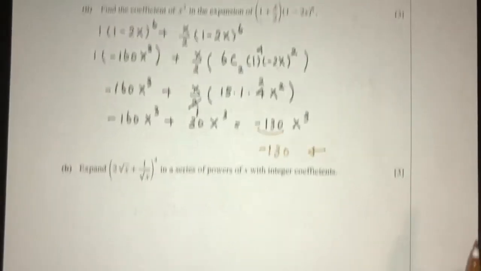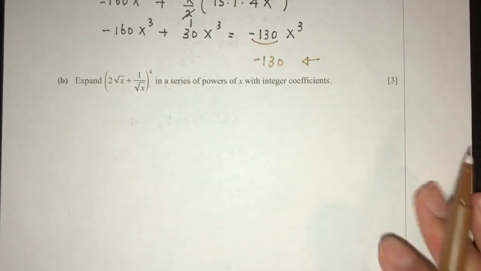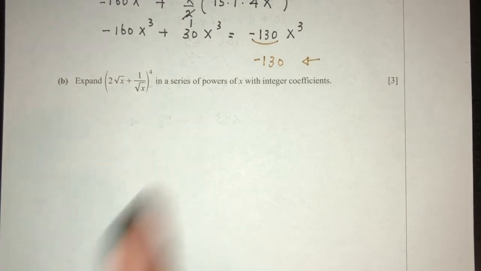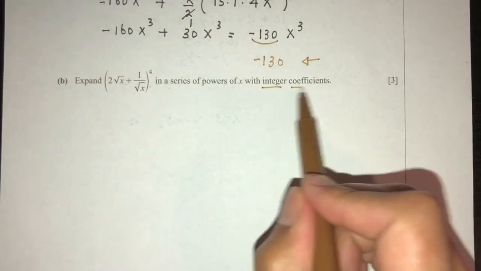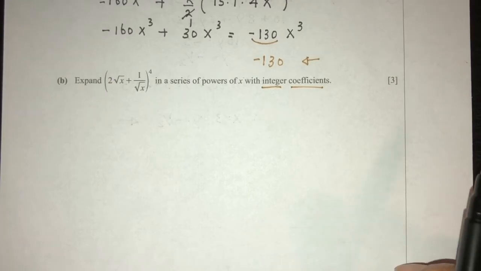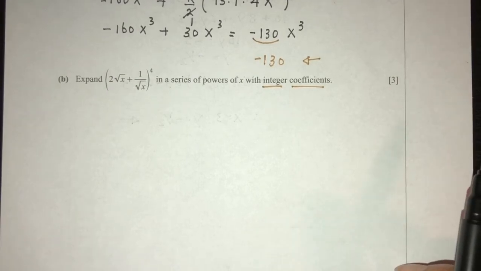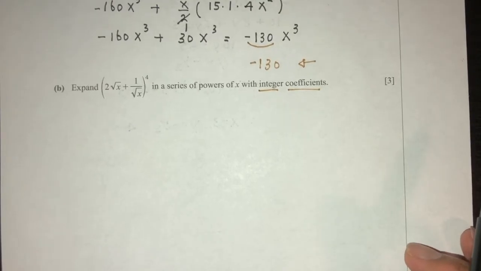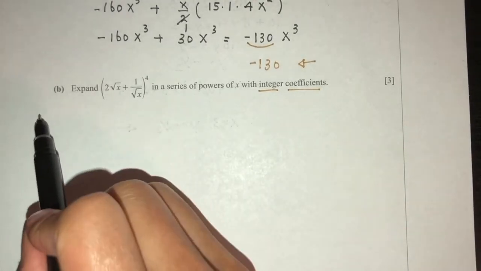Okay. Now moving on to part 3, we have to expand this one in a series of powers of x with integer coefficients. So we just have to expand and see what happens for the coefficients. Okay, so let's do one by one. So first term is what?